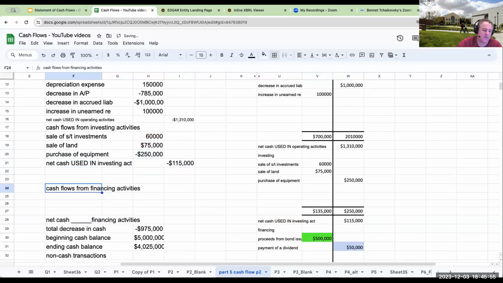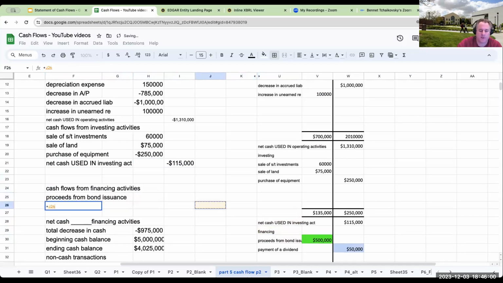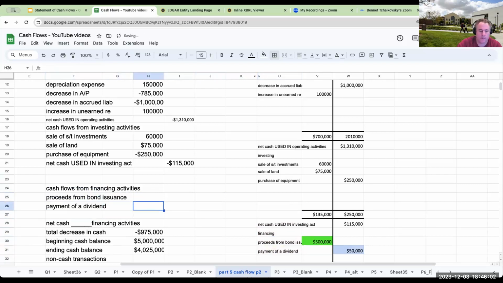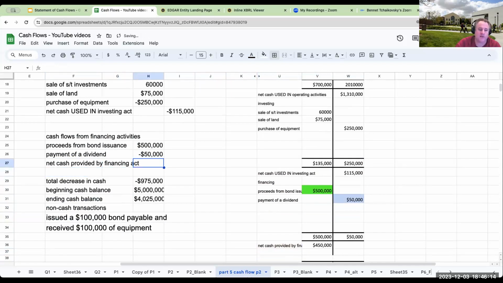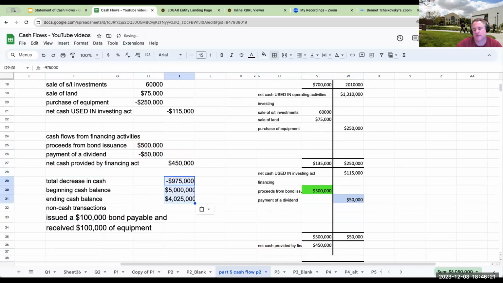My cash flows from financing activities: proceeds from my bond issuance, payment of a dividend. So over here, this is going to be 500, and this is going to be negative 50,000. So my net cash provided by financing activities is going to be 450. When I add up these three amounts, I get to the 975. I'm done with the question.